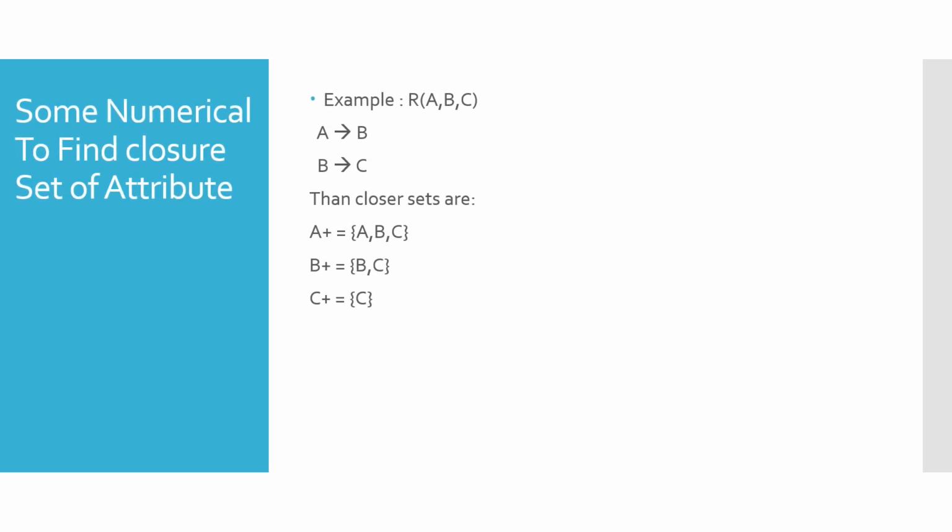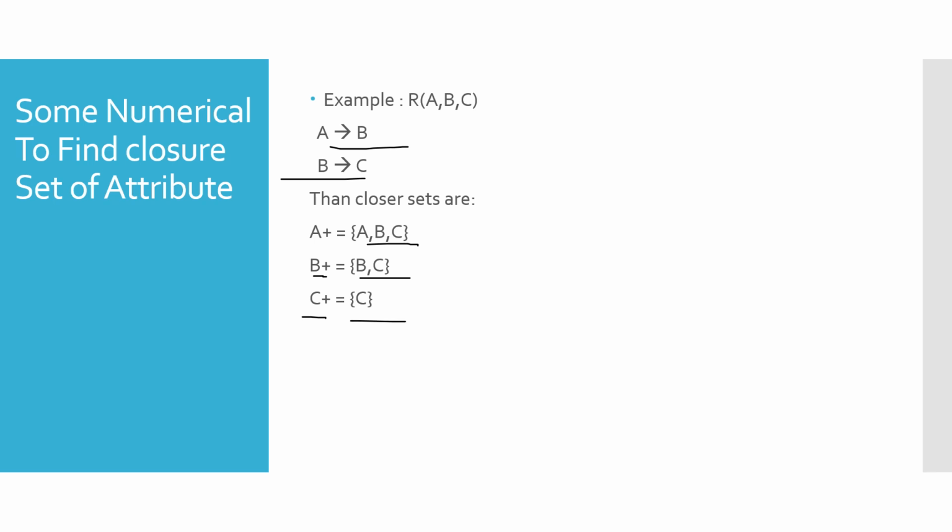Some numericals to find the closure set of attributes. So in this example, there is a relation between A, B, and C. B is functionally dependent on A, and C is functionally dependent on B. So we can find some closure sets. With the help of A, we can get A, B, and C. With the help of B, we can get B and C. With the help of C, we can only find C.